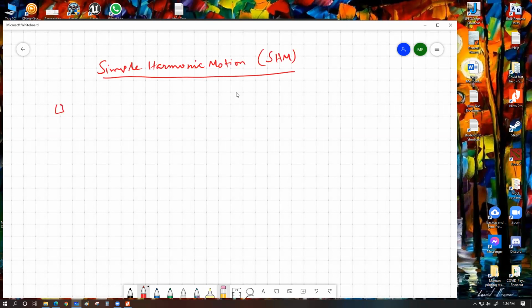The first thing we're going to do is define what we mean by simple harmonic motion. So we're going to talk about a lot of definitions, and then we're going to jump into the content. The first definition that we have is, what do we mean by simple harmonic motion? What kind of motion should be defined by simple harmonic motion?